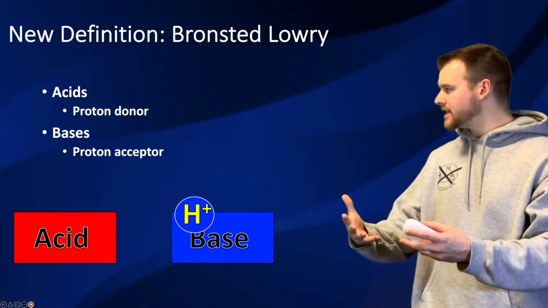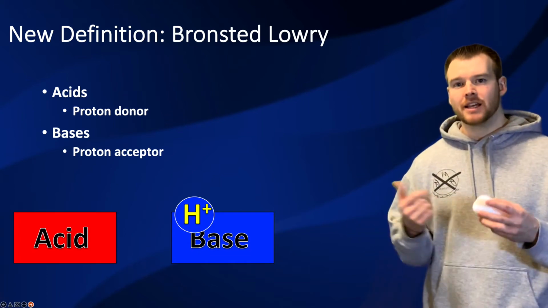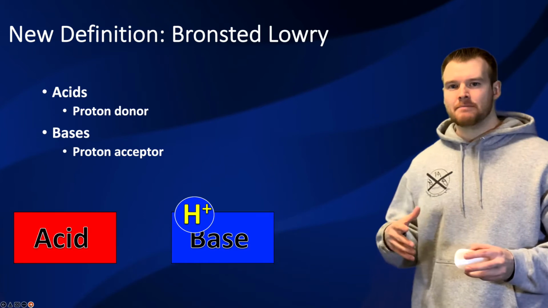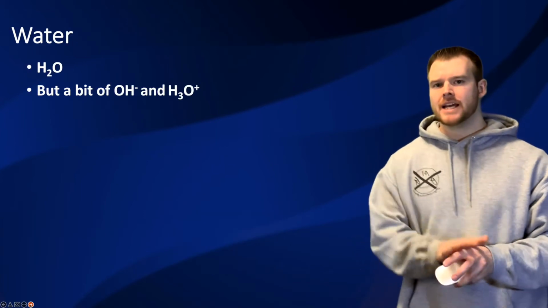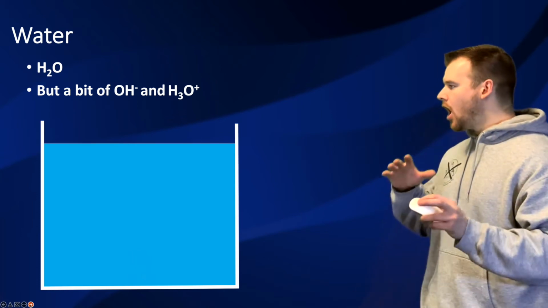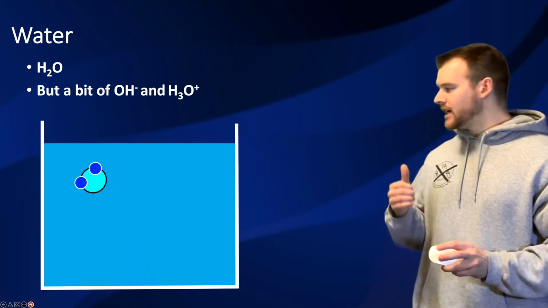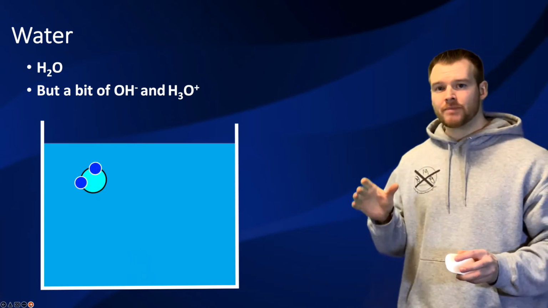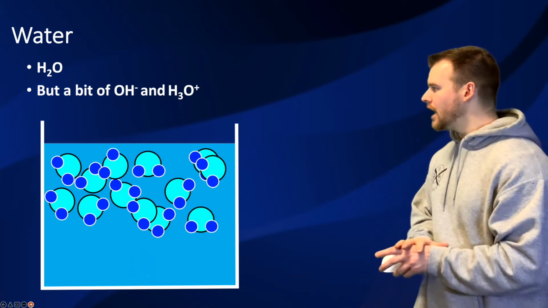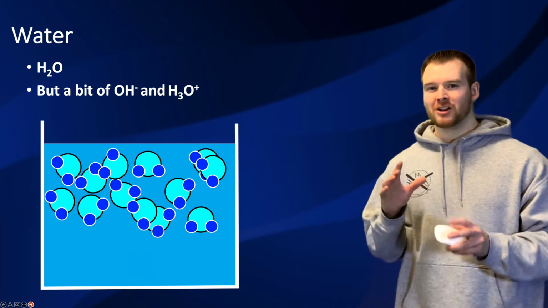The acid donates and the base is going to be accepting that proton, H plus. And because we're going to be talking about what acids and bases do in water, let's first take a look at water. If I have a beaker of water, almost all of it is going to be these molecules. We have one oxygen and two hydrogens. So we're just going to put a bunch of those. That's what most molecules of water look like.